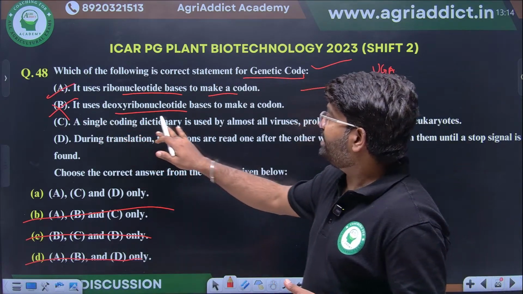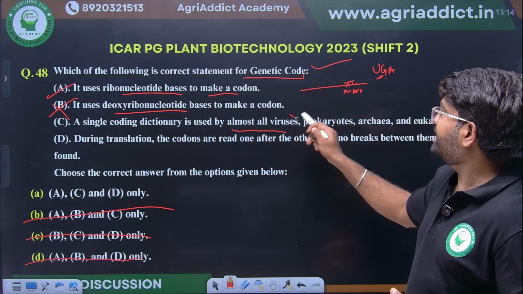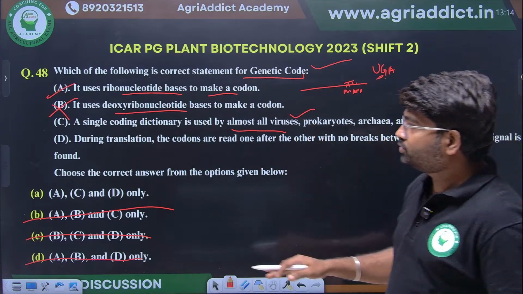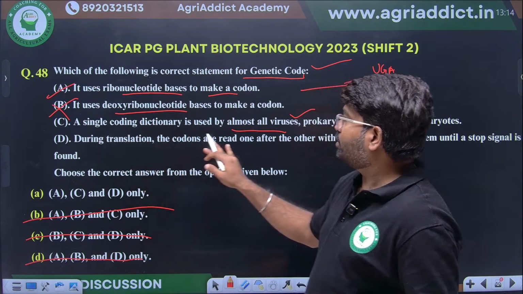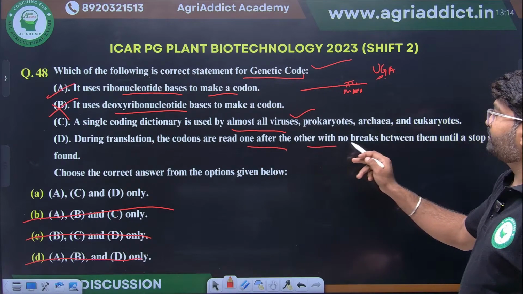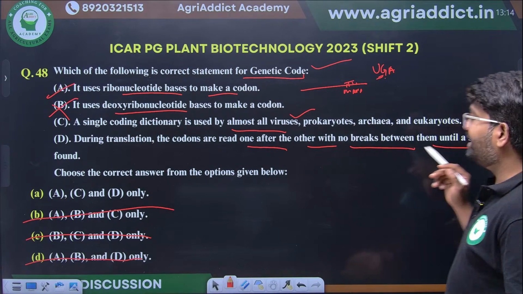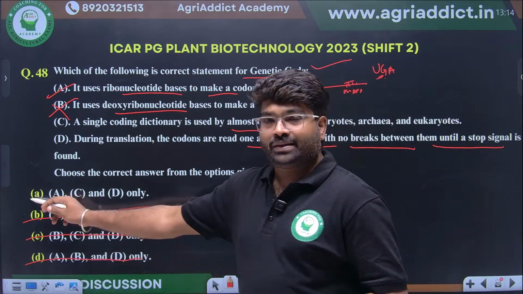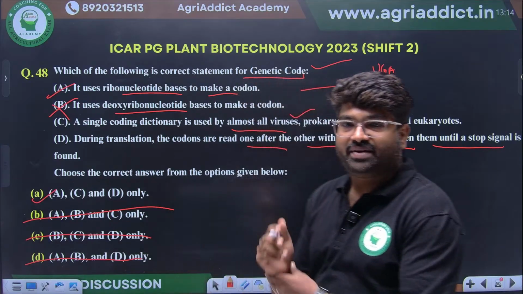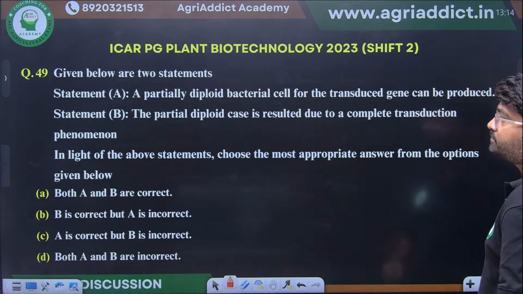A single coding dictionary is used for almost all viruses and bacteria. Yes, this is also true. During translation, the codons are read one after the other with no breaks between them until a stop signal is found. That will also be correct. Yes, option A will be the right option.